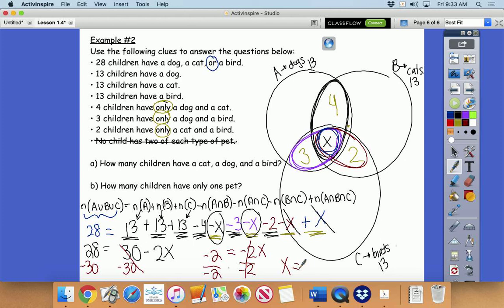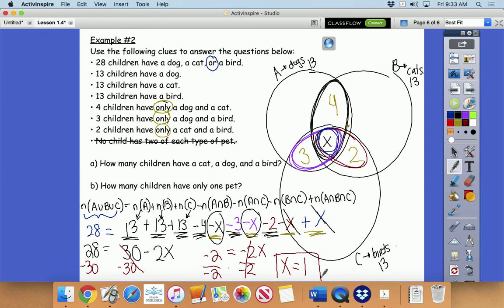Sorry, guys. Okay, so negative 2 divided by negative 2 gives us positive 1. Now we know what the middle should look like, and that helps us fill in the rest of the Venn diagram. So on my next screen, what I'm going to do is I'm going to fill in the Venn diagram to be able to answer all the questions. Okay, so it's a lot of work to get that middle piece, but once you get it, it helps you solve all the rest of the pieces.